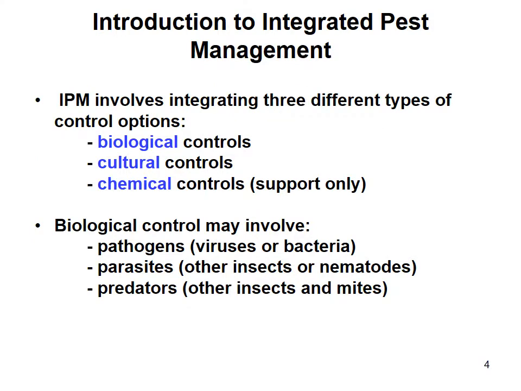IPM involves integrating three different types of control options: biological controls, cultural controls, and chemical controls. But note that biological and cultural controls are the mainstays of IPM. Chemical controls are never used as the primary control options. Biological control may involve pathogens such as viruses or bacteria, parasites, for example other insects or even nematodes, and predators such as other insects and mites. And note also that predators can also be larger animals and birds.